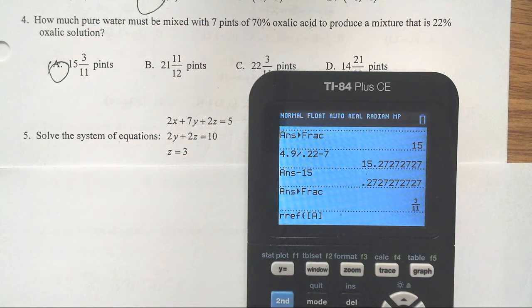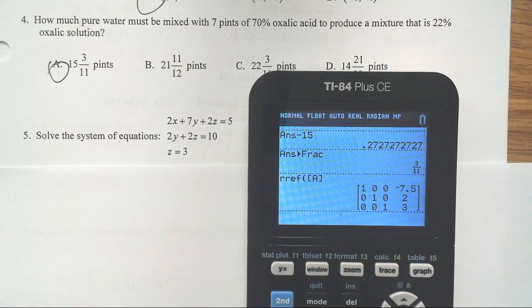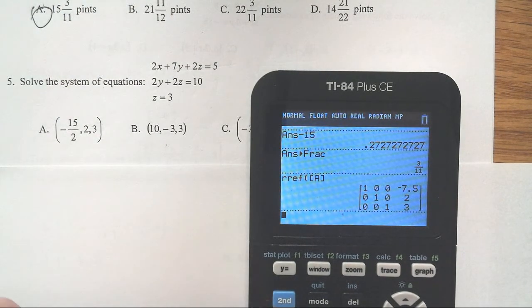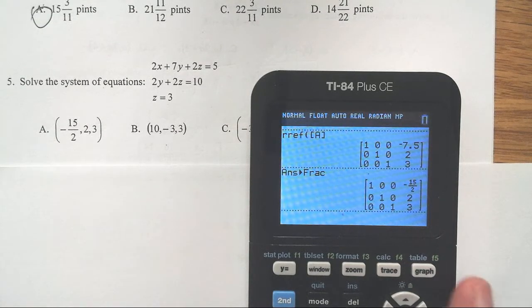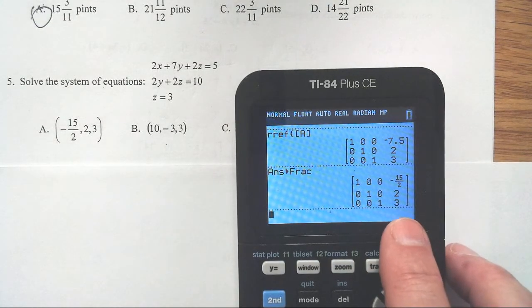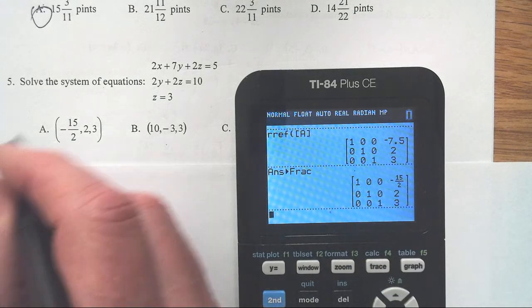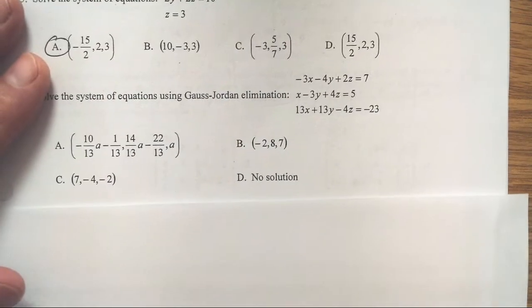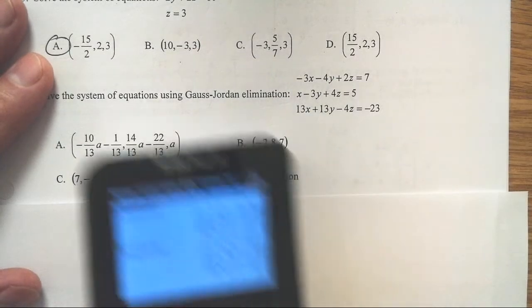I probably could have done it. Well, that was pretty quick. And there we go. If you like, you could math fraction it. Looks like math fraction might be nice. Math fraction. And we get negative 15 halves, 2, 3. And there it is.